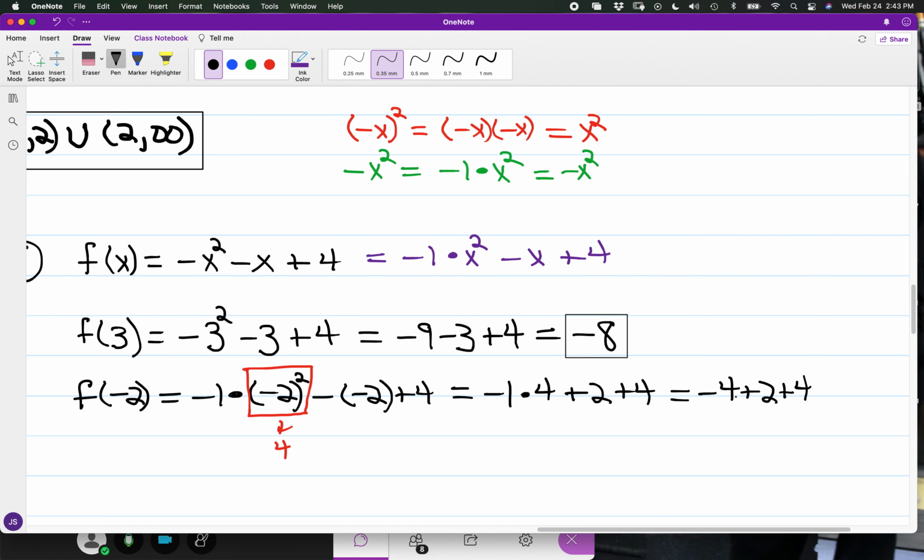Or you can just read in order from left to right. So I have -4 plus 2 is -2. And in turn, -2 plus 4 comes out to positive 2.